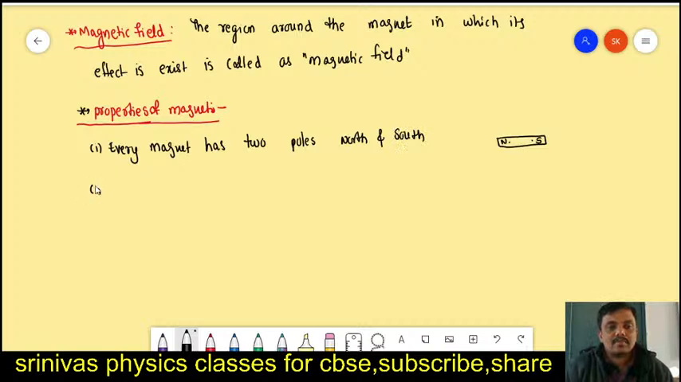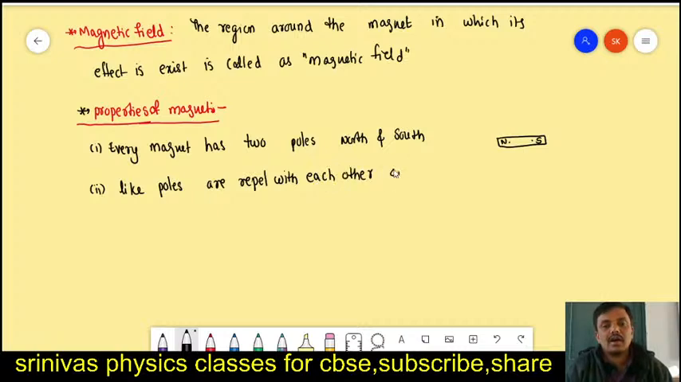And it is observed that like poles repel each other. Like poles repel each other. And unlike poles attract each other. Unlike poles attract each other.